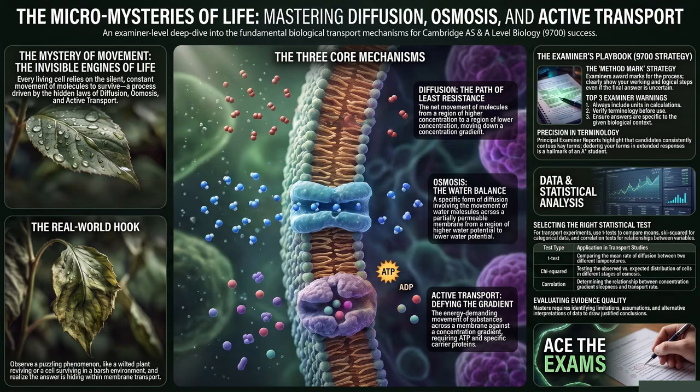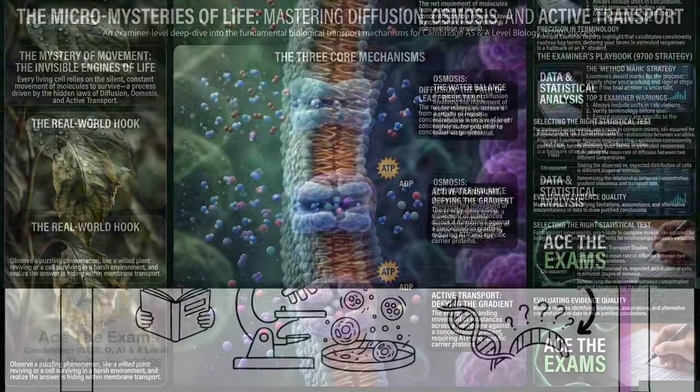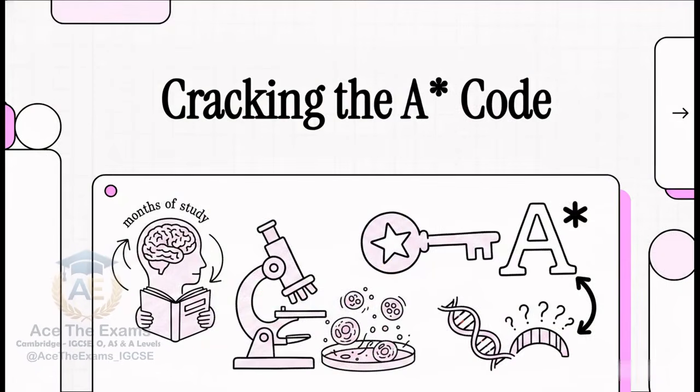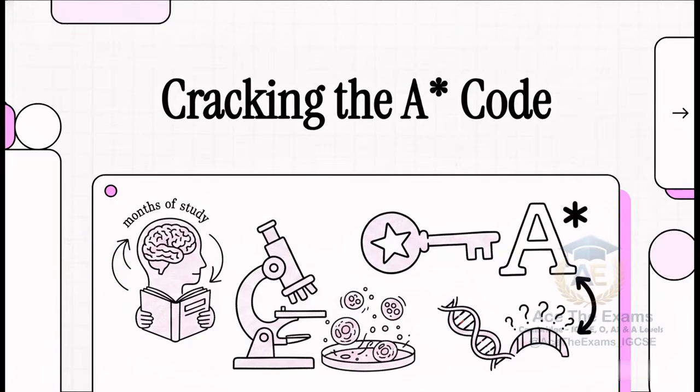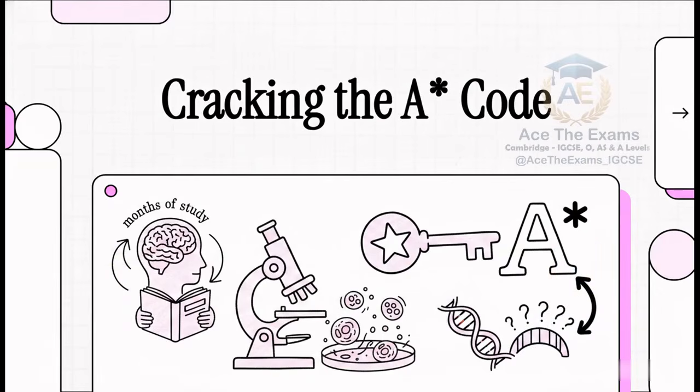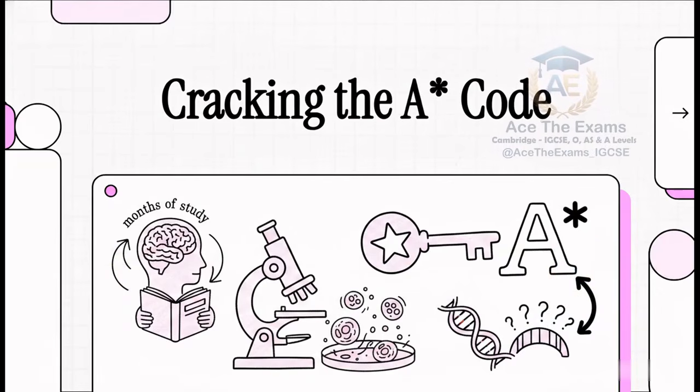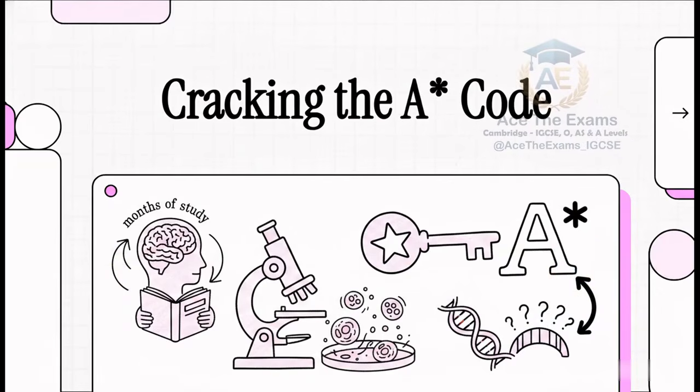So let's dive right into what I call the ultimate exam room mystery. Picture this, right? You've spent months, literally months, memorizing every single detail of your textbook. You know exactly how a cell works inside and out. But then results day rolls around, and somehow brilliant biology students still fall short of that elusive A star. Like, why on earth does that happen?